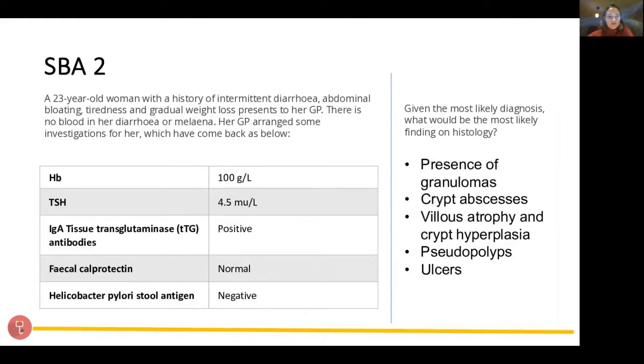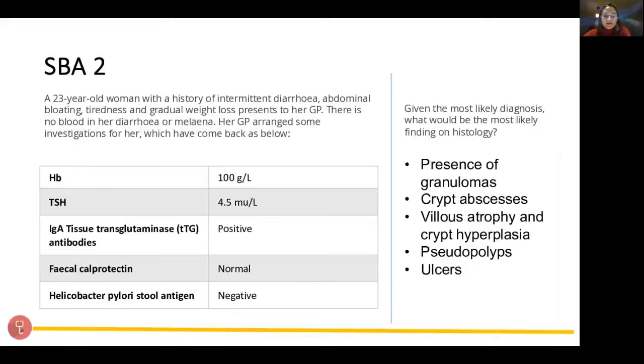Okay, I think most of you have answered now, so we'll move on to the answer. But actually, first, let's go through these findings in her blood tests, or her investigations in general. Her hemoglobin is 100. So it's not too bad, but she's anemic. Her TSH is normal, which points us away from, for example, the hyper- or hypothyroid picture. Her IgA TTG is positive. So that means that she has antibodies to tissue transglutaminase. This is very indicative of celiac disease. Fecal calprotectin is normal, and Helicobacter pylori antigen is negative. So that's just ruling out other potential causes.